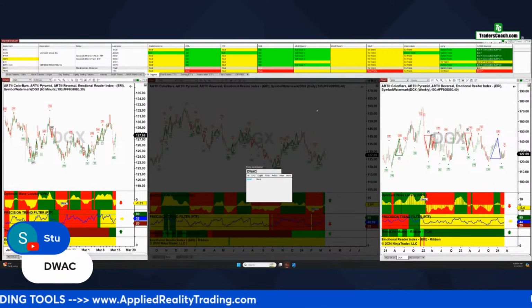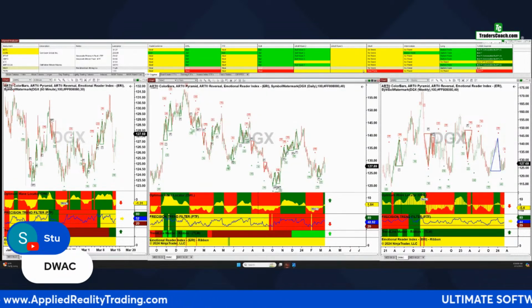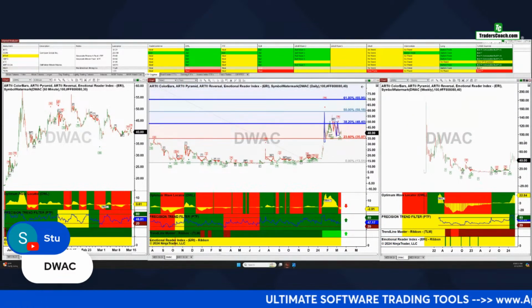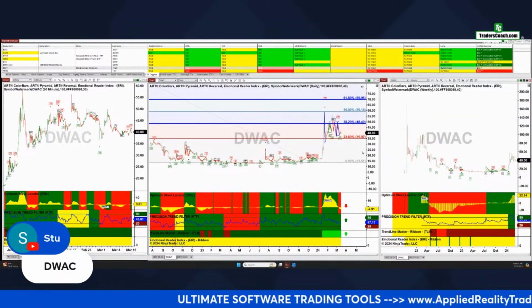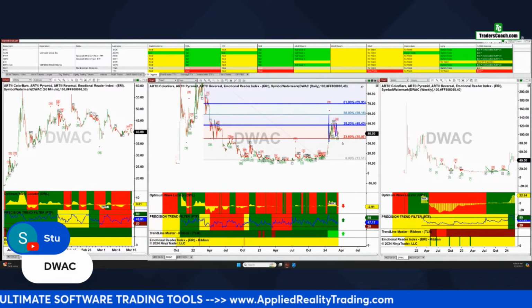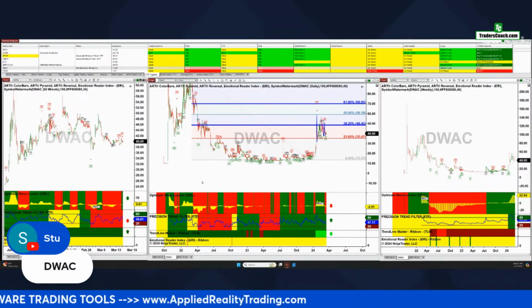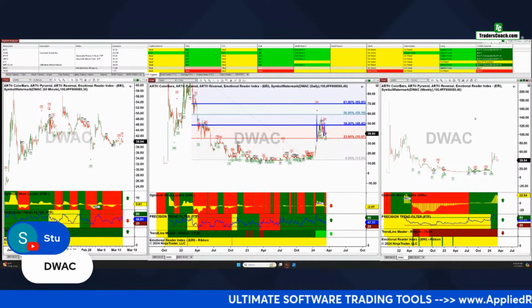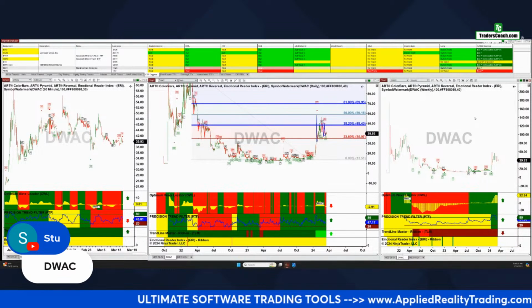DWAC. Looked at this. All right, so this is one that jumped up and hit this short-term target there, okay, and pulled back a little bit. You can see it pulling back. It's not done pulling back because we've got a red PTF on the 60-minute chart, but we do have a green PTF on the longer time frames. So after this pullback, it's a go.